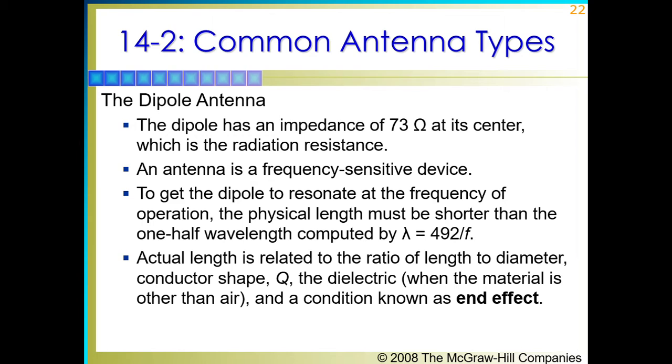An antenna is a frequency-sensitive device. To get a dipole to resonate at the frequency of operation, the physical length must be shorter than the one-half wavelength computed by lambda equals 492 per f. Actual length is related to the ratio of length to diameter, conductor shape, Q, the dielectric, and the condition known as the end effect.